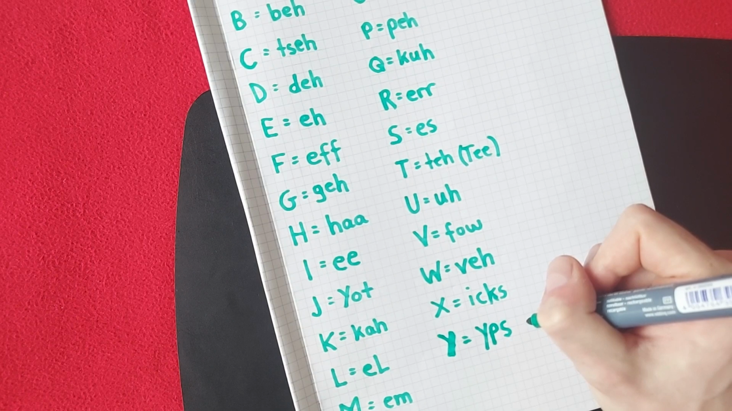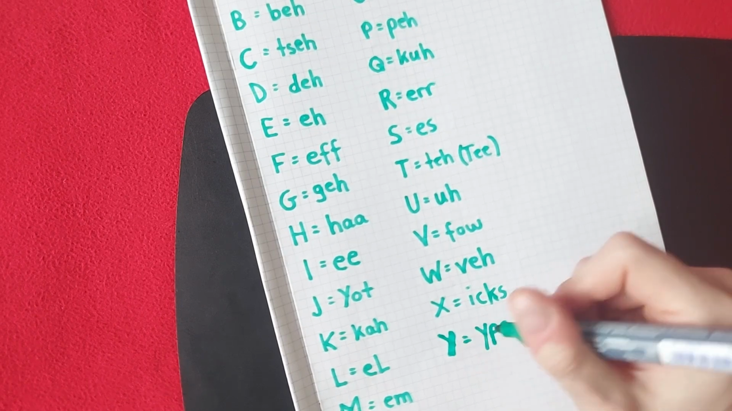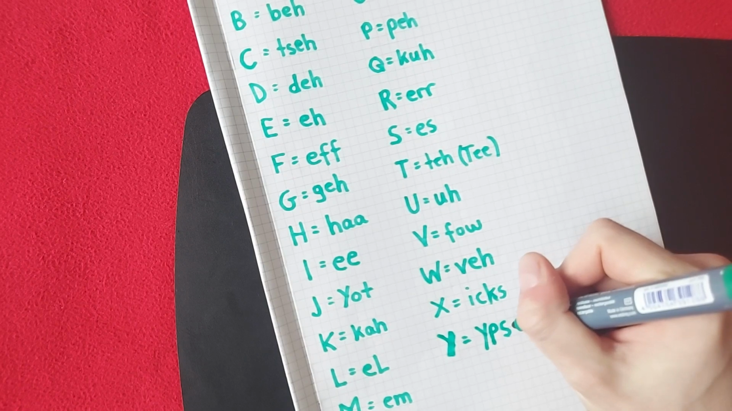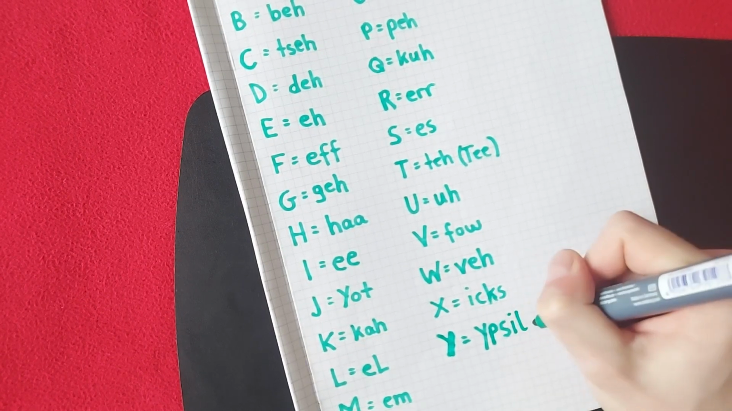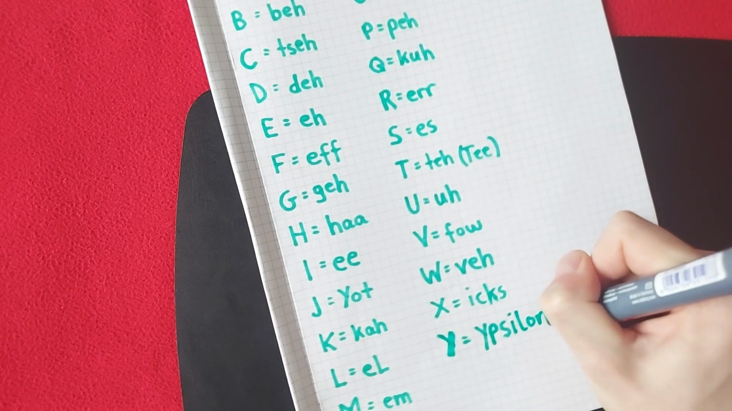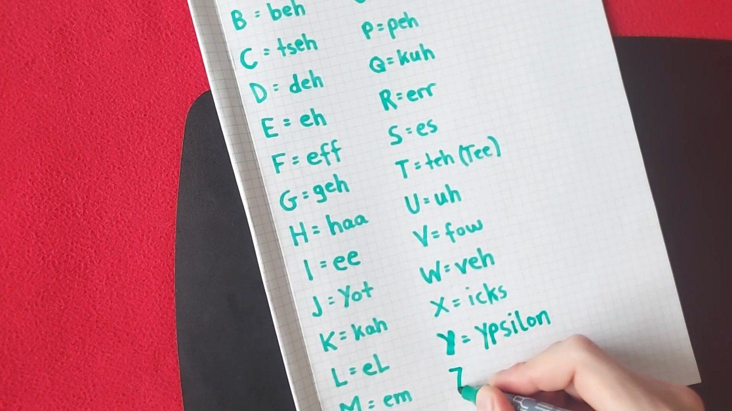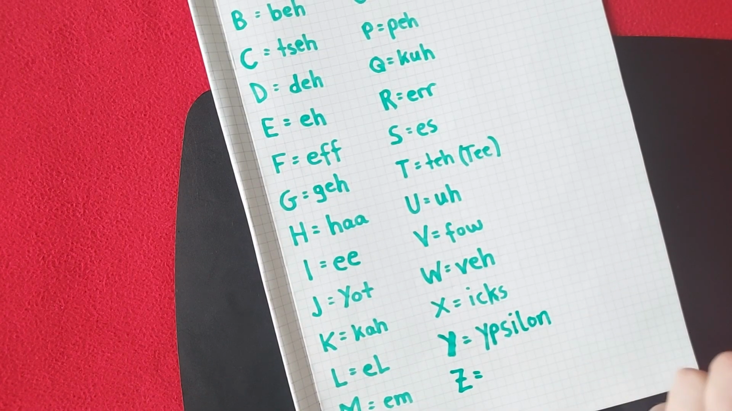Sorry, there was another annoying ambulance. So yeah, Y is Ypsilon. Ypsilon. That's how I would write it. Ypsilon. Very weird word. And Z is pretty similar to German.